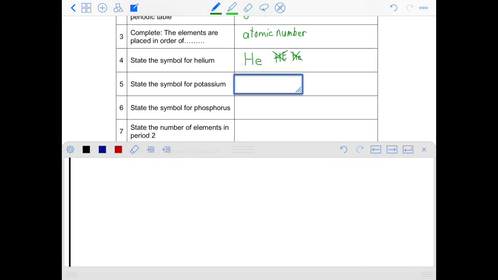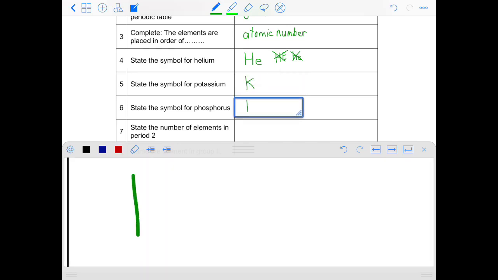So the symbol for potassium, this is a strange one because it's not P like you'd think, because P is phosphorus. It is K, and again a capital K. Symbol for phosphorus here is that P that we talked about for question 5.